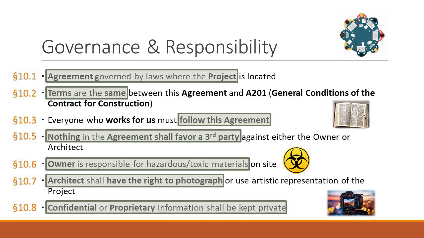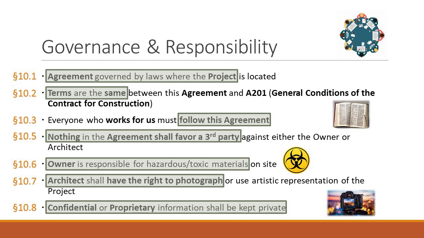10.5. Nothing in this agreement shall create a contractual relationship or cause of action in favor of a third party against either owner or contractor, owner or architect. Meaning contractor can't sue the architect because the contractor has an agreement with the owner. An electrical engineer for the architect can't sue the owner because the electrical engineer has an agreement with the architect. This is basic contract law. But as I said, sometimes you want to put it in.